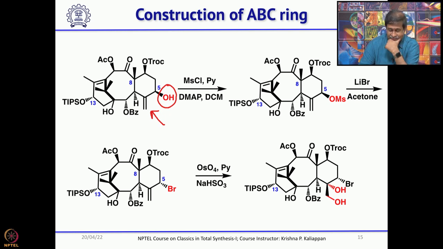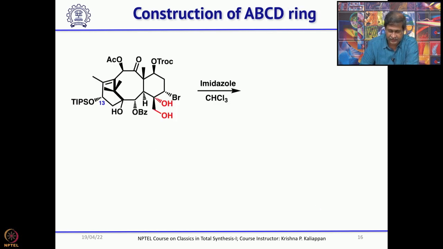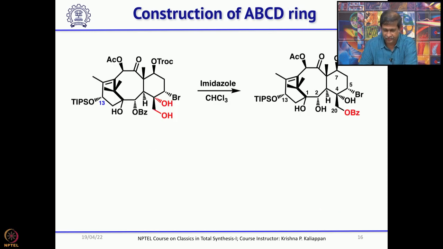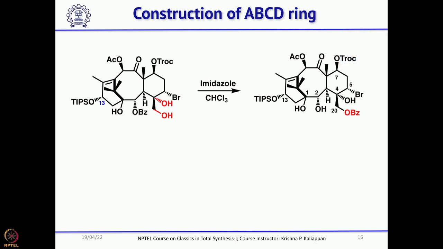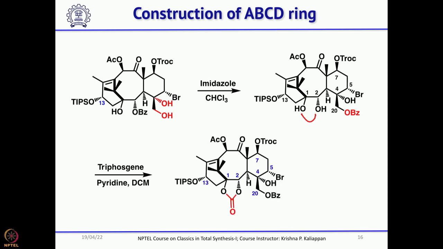While doing this reaction, there was some migration of this benzoate to this primary alcohol. So that means the primary alcohol here intramolecularly attacked the benzoate here, so some migration took place, and you got a mixture of both. So they thought it is better to do complete migration, so it was treated with imidazole. When you treated with imidazole, the complete migration took place to the primary alcohol. Now you have to reprotect this diol, so that was done with triphosgene to get the cyclic carbonate. Okay, now the cyclic carbonate is protected.